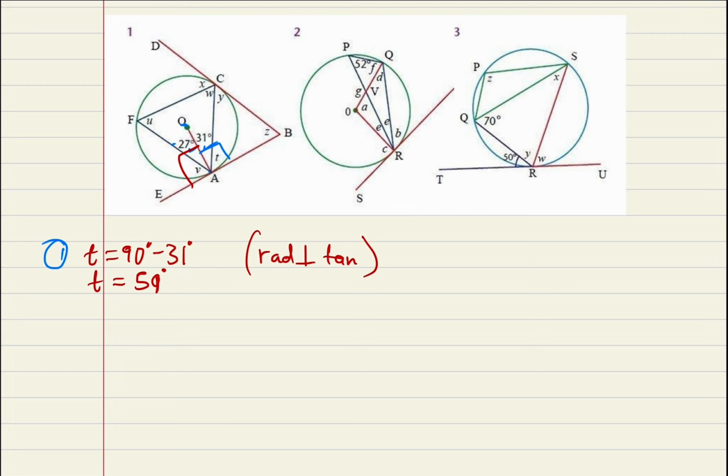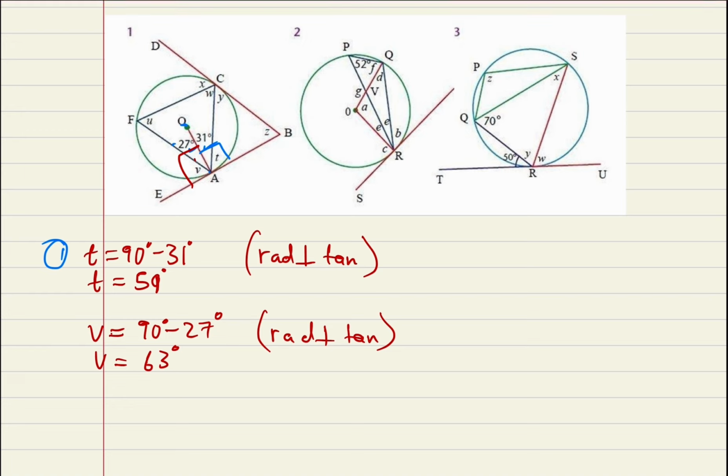Now we continue. This side we are looking for V. We're going to say V is equal to 90 degrees minus 27 degrees. This again is a radius perpendicular to the tangent. So you will say 90 degrees minus 27 degrees, you will have V equal to 63 degrees. That is what we are having basically, guys.